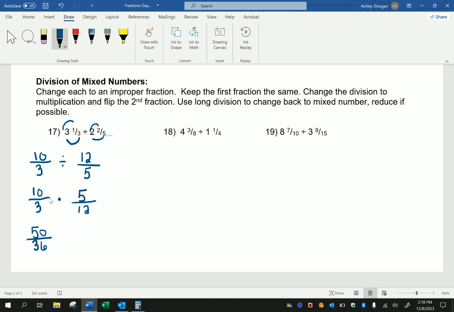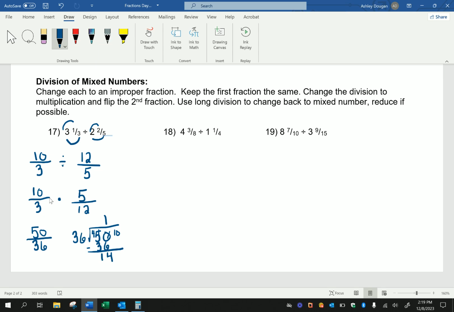Since my problem originally had mixed numbers, I'm not going to be able to leave 50 over 36 even if I simplify it. I'm going to have to go ahead and change that to a mixed number for my answer, because it's an improper fraction. Okay, if it wasn't an improper fraction, then I couldn't change it to a mixed number. 36 will go into 50 one time. When I subtract, 50 minus 36 is 14. I don't have any other numbers to bring down, so I know I'm finished dividing.